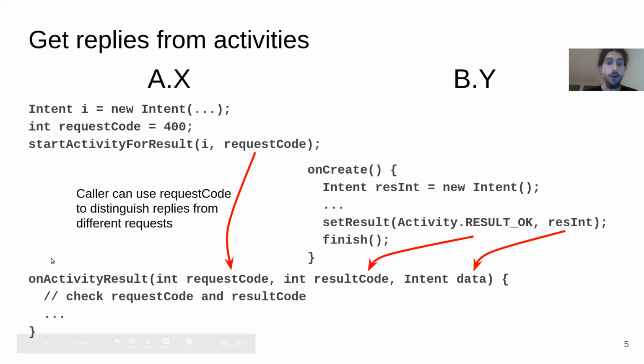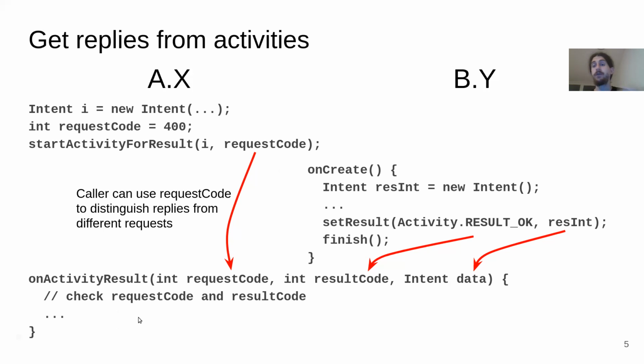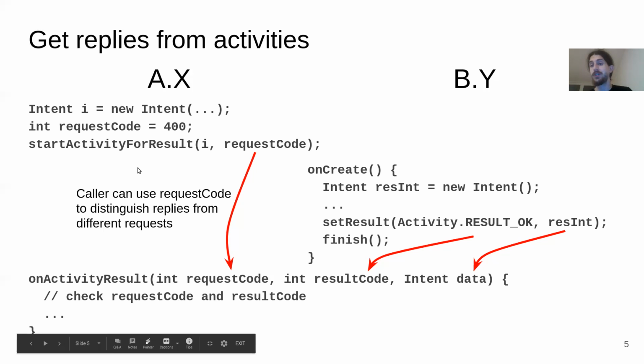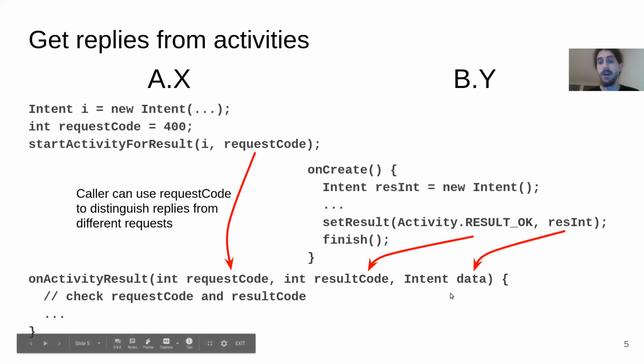And the idea is that now onActivityResult is going to be invoked when C.Z replies, but it's going to be invoked with request code 401. So now in this onActivityResult callback, you can put some logic that says, if 400, then it means it was a reply from B.Y. If 401, it means it was a reply from C.Z. Okay, so you use this request code to differentiate different startActivityForResult invocations, and somehow differentiate the different replies. While the last two are basically what the setResult API is returning.